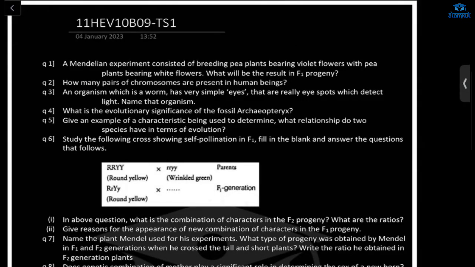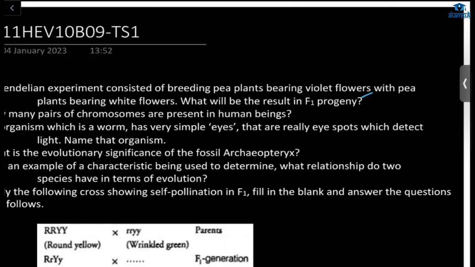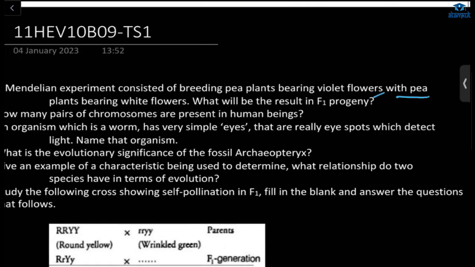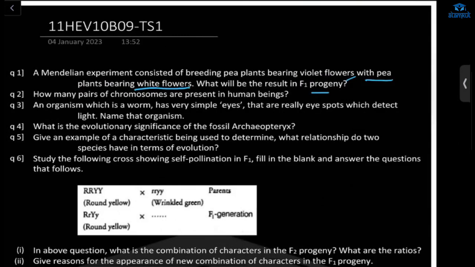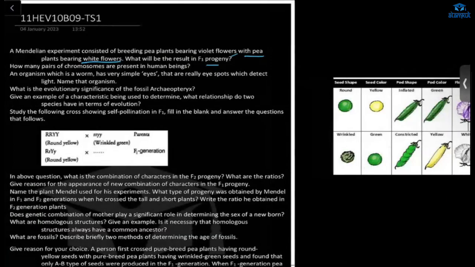Okay. First question. A Mendelian experiment consists of breeding pea plants bearing violet flowers with pea plants bearing white flowers. What will be the result in F1 progeny? Before that, let's see if we have HEV's one. What is the question here?